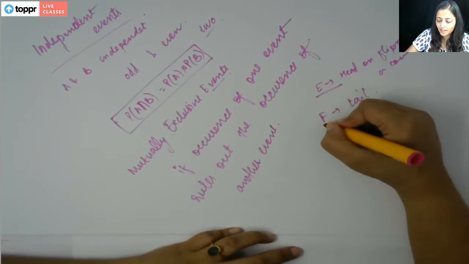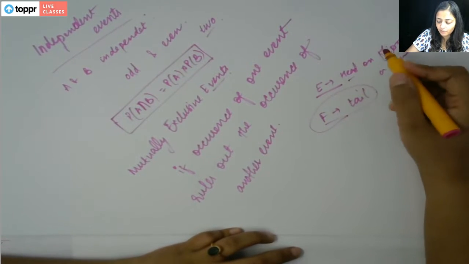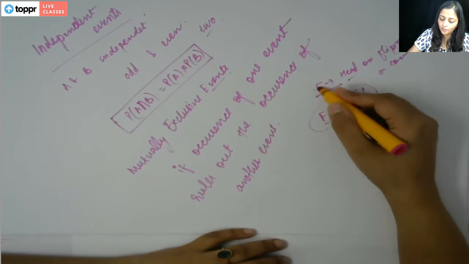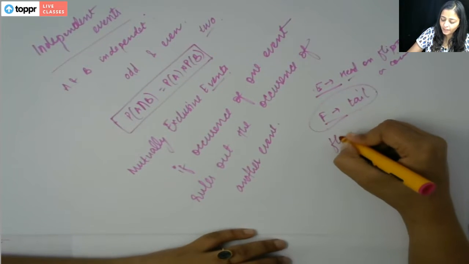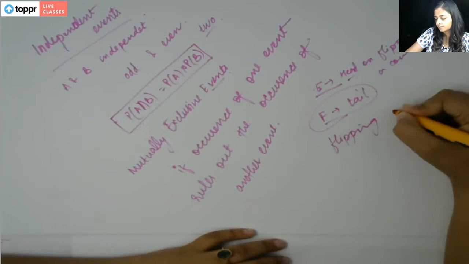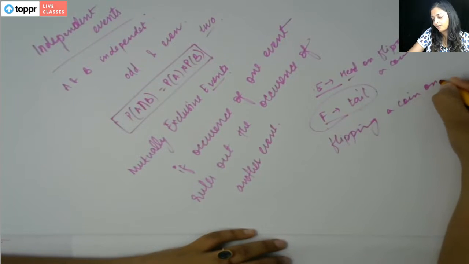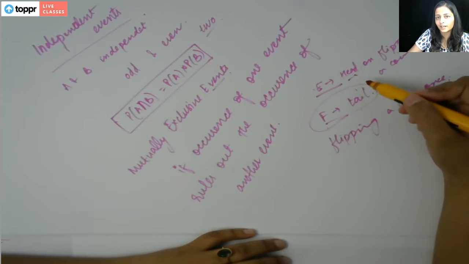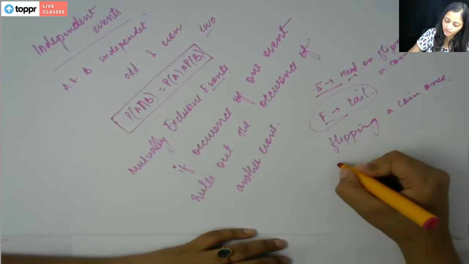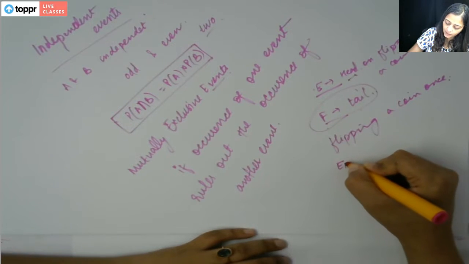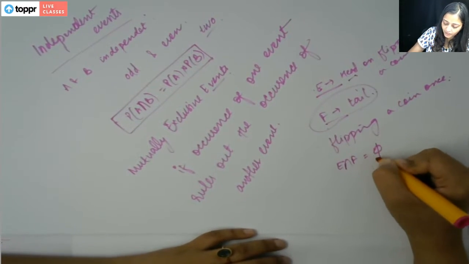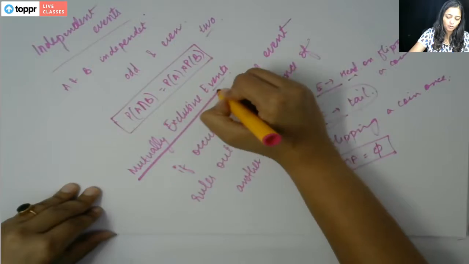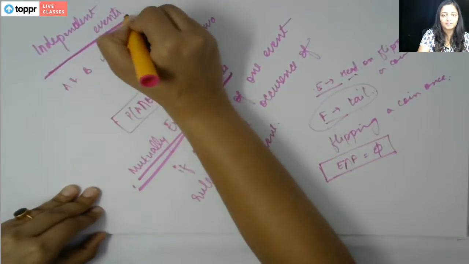So if E happens, then F cannot happen. If you are getting a head on flipping a coin, you cannot get a tail on that same coin in that very event. So these two are mutually exclusive events for flipping a coin once, because if you are flipping a coin once, you can either get a head or a tail. You cannot get both head and tail. That's why they are mutually exclusive events. And E intersection F is always equal to phi for mutually exclusive events. So this was about mutually exclusive events and independent events.